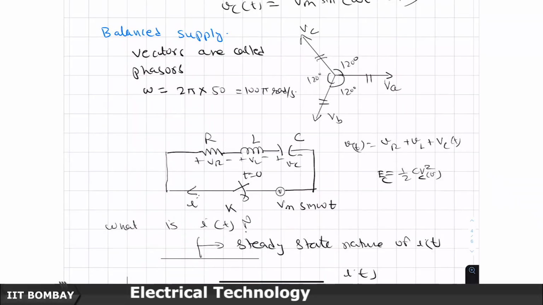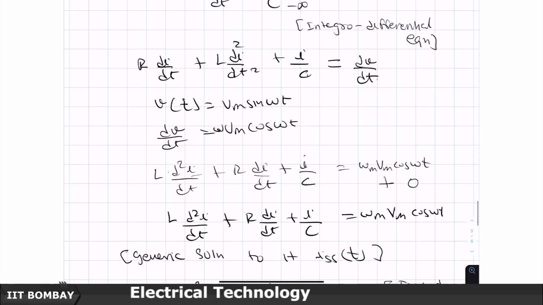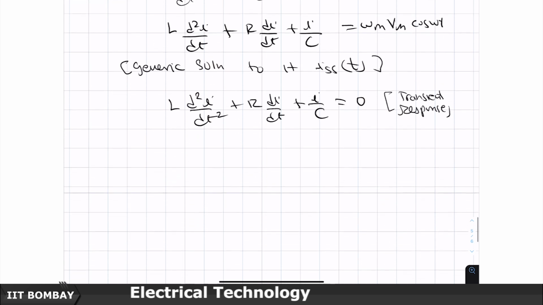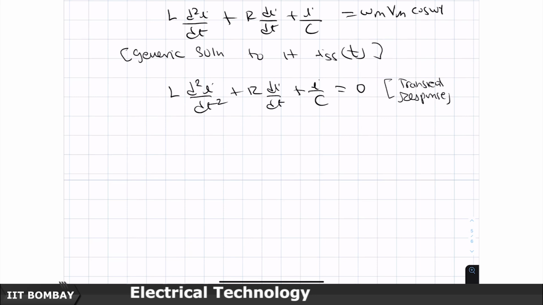Theoretically it will go to 0 at infinite time, but practically after a few time constants, this could be neglected and we will be left with only the steady state response. So, this is the transient response that I was talking of, which will die over a period of time. And for this you just have to solve this; it is also called the natural response.